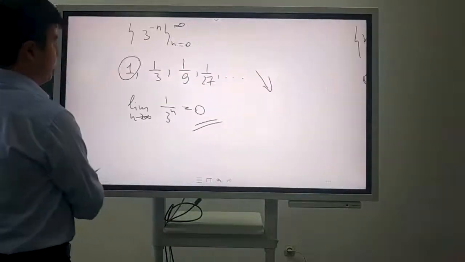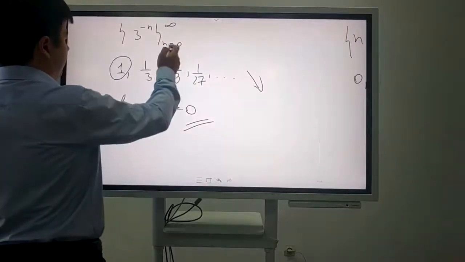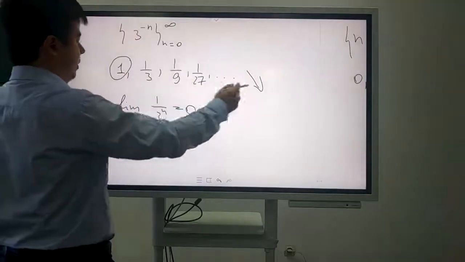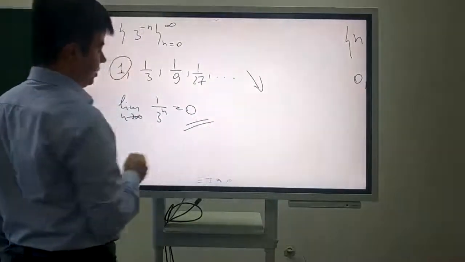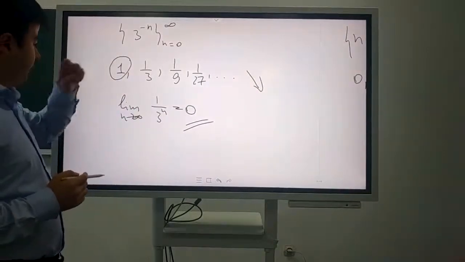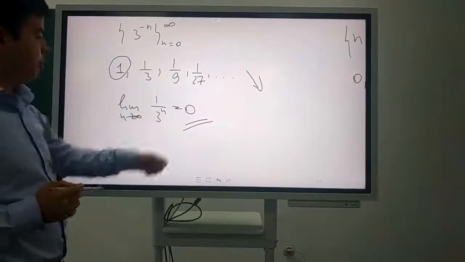Next one, 3 to the power of minus n. Here again we need to write n from 0. A few terms: 1, 1 over 3, 1 over 9, 1 over 27, etc. This is again a decreasing sequence. And the limit is 0 here. So it is bounded above by the number 1 and bounded below by 0.